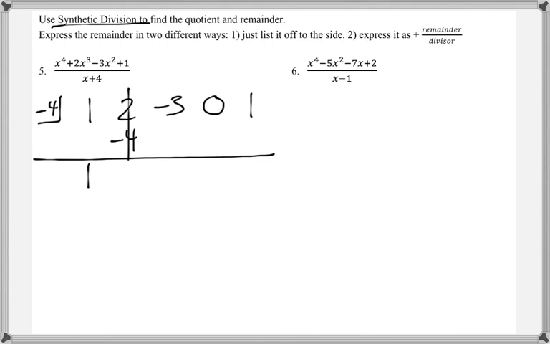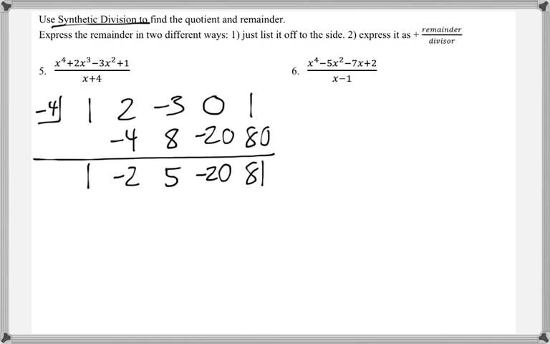Then I want to add up this row, and that is negative 2. Then I want to multiply negative 2 and negative 4, and that gives me 8, and I'm going to put that here. Then I'm going to add this row, and that becomes 5. Then I want to take 5 and multiply it by negative 4, and that's negative 20. Then I'm going to add these, and that is negative 20. Then I'm going to multiply negative 20 and negative 4, and that is 80. And then I'm going to add these, and I get 81.